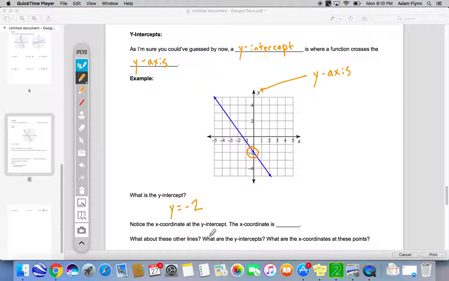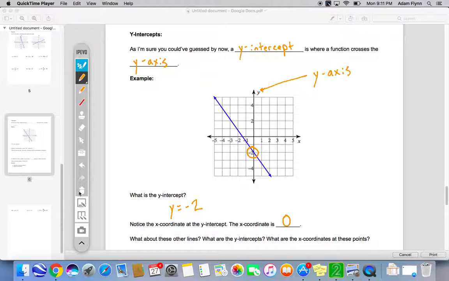Okay, so notice the x-coordinate at the Y-intercept. On the Y-axis we go down 2, but for the x-coordinate we don't go left or right at all. We just stay right on the Y-axis. So that means our x-coordinate is 0. Okay, so pause the video if you need more time.